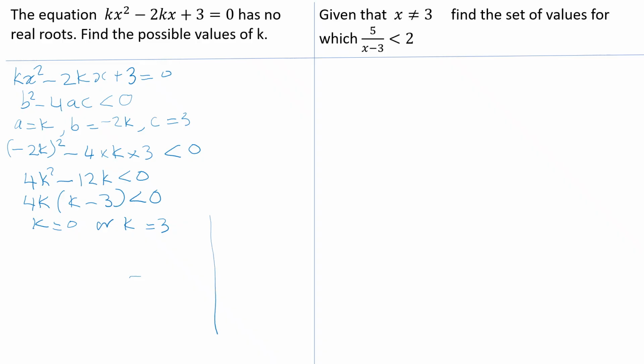Now mark this on a graph. This is 0, this is 3. So this one is less than 0, so below the x-axis, this part. So the inequality is 0 less than k less than 3.